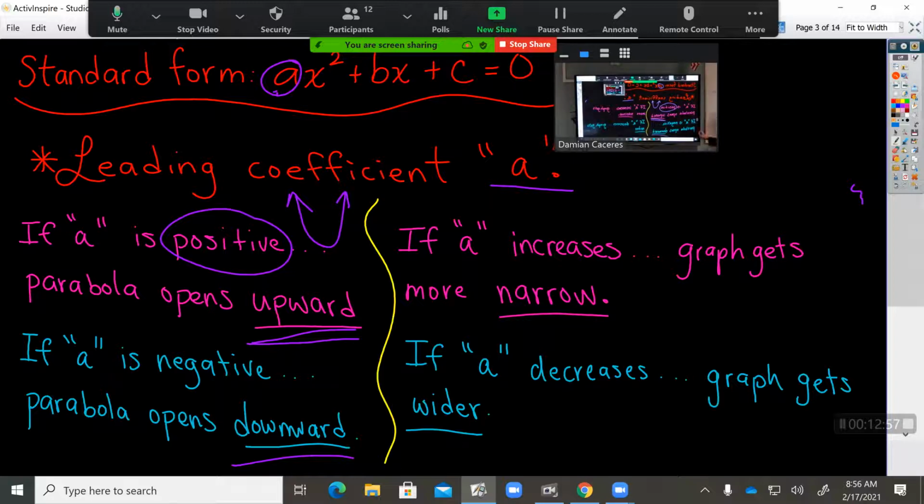And similarly, if a is negative, it's going to open downward. So the U would open to the bottom. So that's one way a affects the graph. a affects the graph by flipping it upside down if a is negative.